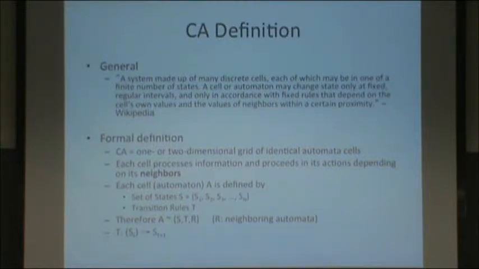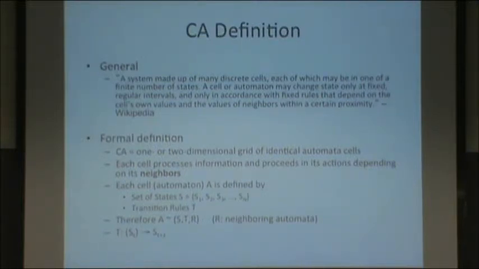There is no reason not to talk about higher dimensions, but these are highly visual tools, so it gets harder in 3 or higher dimensions. So each cell possesses information and proceeds in its action depending on the neighbors. So a cell is defined by its possible states. Our examples would be 2 states only. There is a set of transition rules that tell you under what circumstances a cell can transition from one state to another.